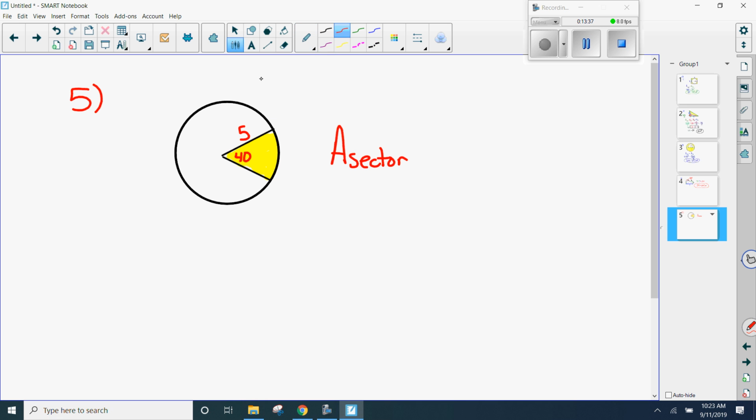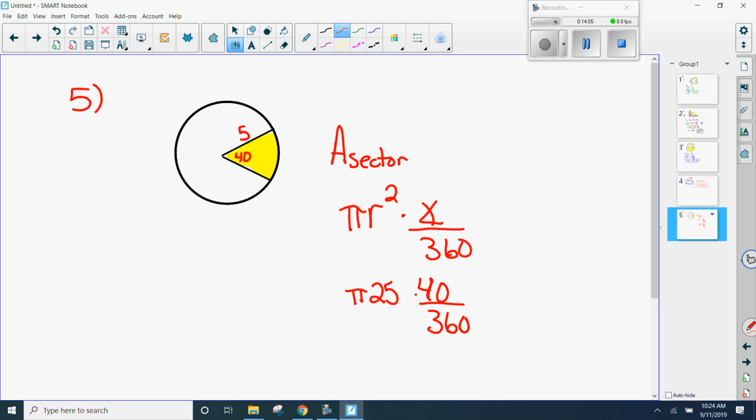So to find that, it's equal to the area of the circle, or pi r squared, times your angle over 360. Some of you just did not finish this one. The area of your circle, the radius is 5. 5 squared is 25. So that's the same thing as 25 pi. Your angle measure is 40 over 360. So let's reduce. How do you reduce that? Divide by 10. Is that okay if I do that? 4 goes into 36 9 times.